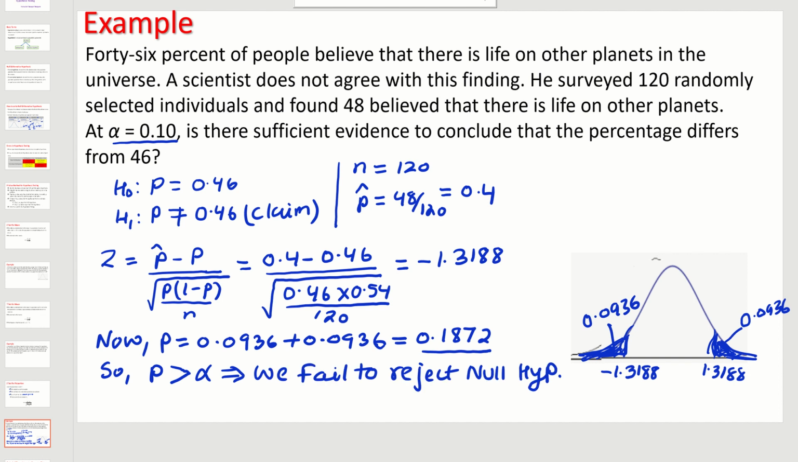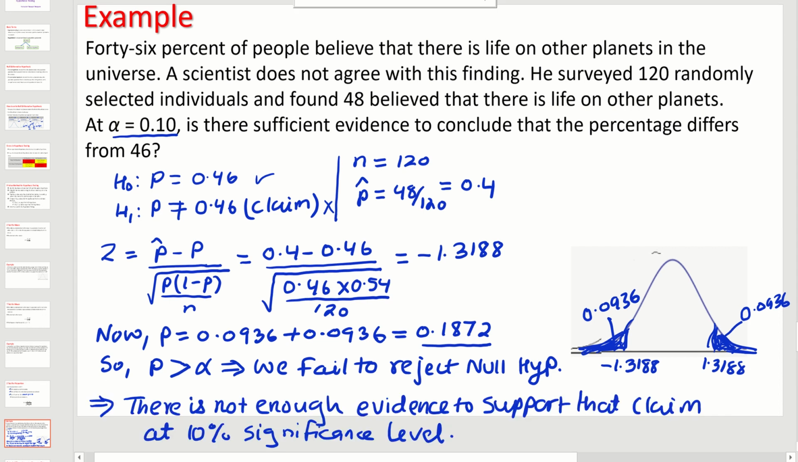So we fail to reject the null hypothesis. That means we are accepting the null hypothesis. We are rejecting this one, meaning we are rejecting the claim. That means there is not enough evidence to support the claim at 10% significance level. Okay, so there is not enough evidence to support the claim at 10% significance level.